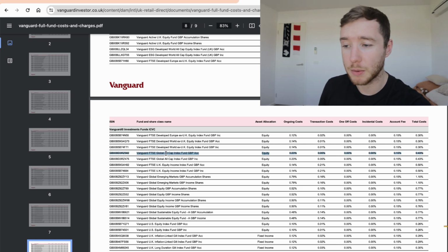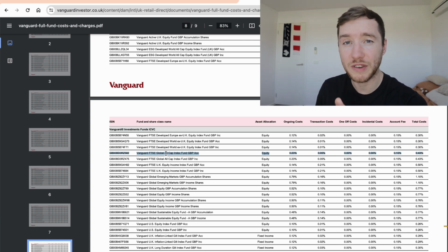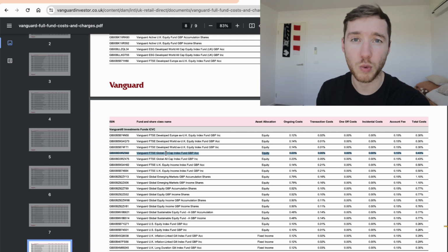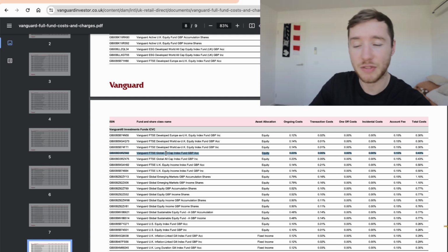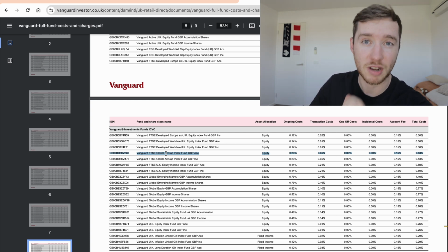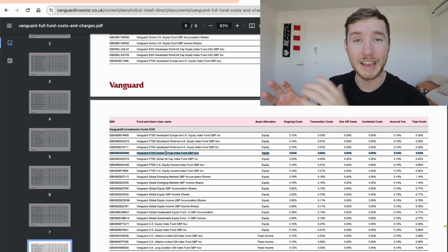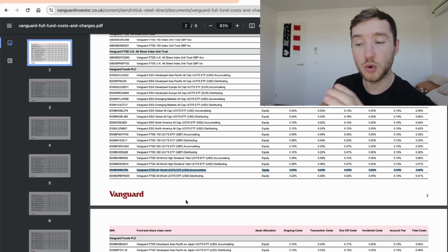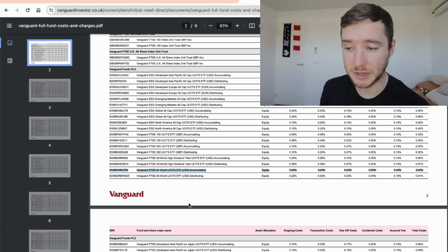Search in for the FTSE Global All Cap and you can see the total fee you will pay is 0.43%, which includes the 0.15% platform fee. Because here you have the 0.23% ongoing costs and also 0.05 transaction costs. So the total fee, including both of those and the platform, is 0.43%. The FTSE All World now is 0.42%.